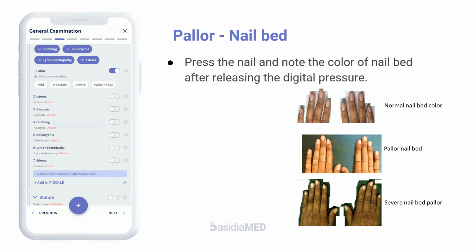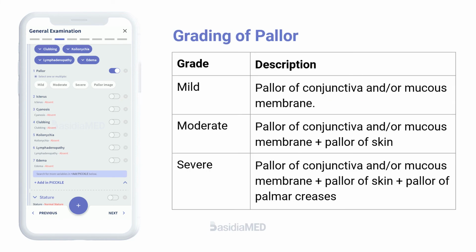Grades of pallor. When there is pallor of conjunctiva or mucous membrane, it is graded as mild. Pallor is said to be moderate if conjunctiva or mucous membrane and skin are involved. Severe pallor refers to involvement of the conjunctiva, mucous membrane, skin and palmar creases.